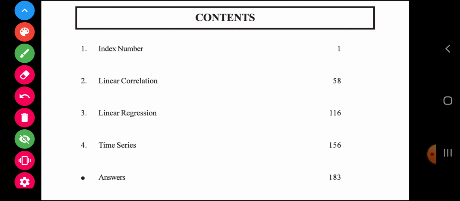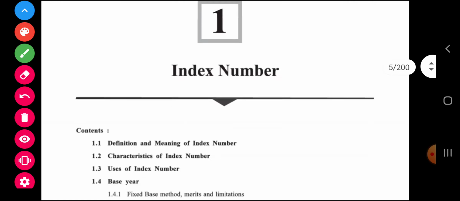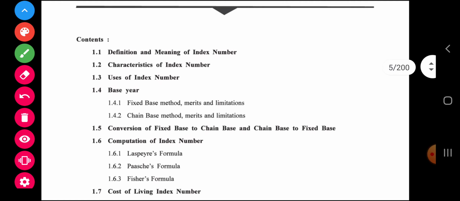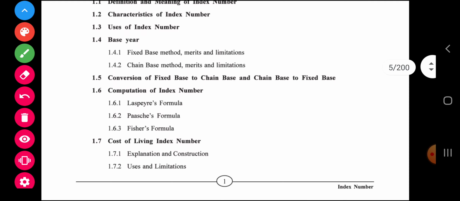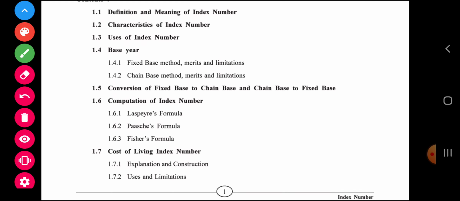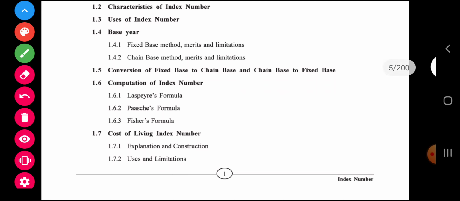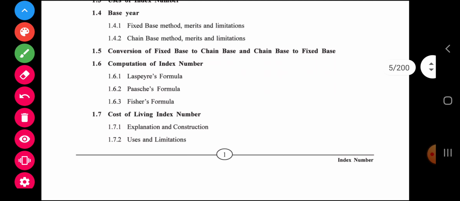Okay, so in sequence, first we will practice index and then we will go to linear regression. Okay friends, in index number on the first page you can see a total of 7 points we will discuss: the definition of index, characteristics of index, use of index, then fixed base and chain base, the two methods, conversion of fixed base to chain base and chain base to fixed base, and different formulas of index number, that is Laspeyres, Paasche, Fisher's, and cost of living index number. We have to study these total 7 points in this chapter.